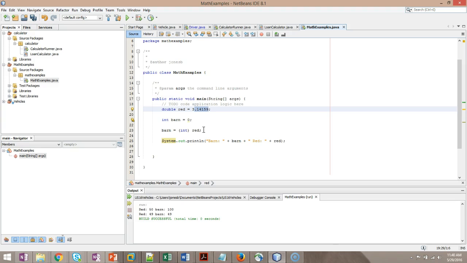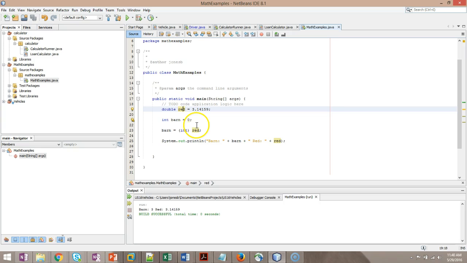This is a good time for us to pause and think about this and wonder, do we really need to do this? Should barn be a double as well, or should red be an int and not have the decimal part? It gives us a moment to think about if we're doing it the right way or not. Let's go ahead and run the program, and we'll see that barn is 3, red is 3.14159. So you see, sure enough, barn has dropped off everything that's after the decimal.